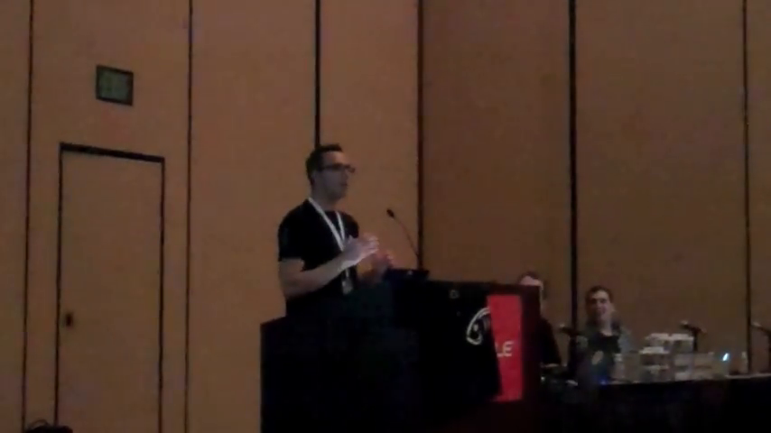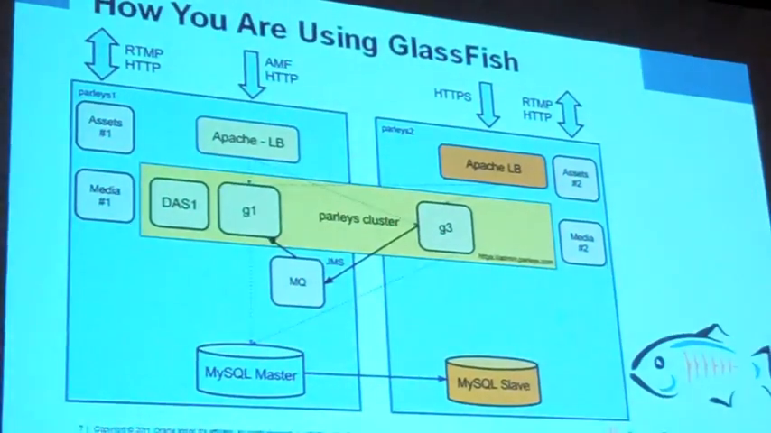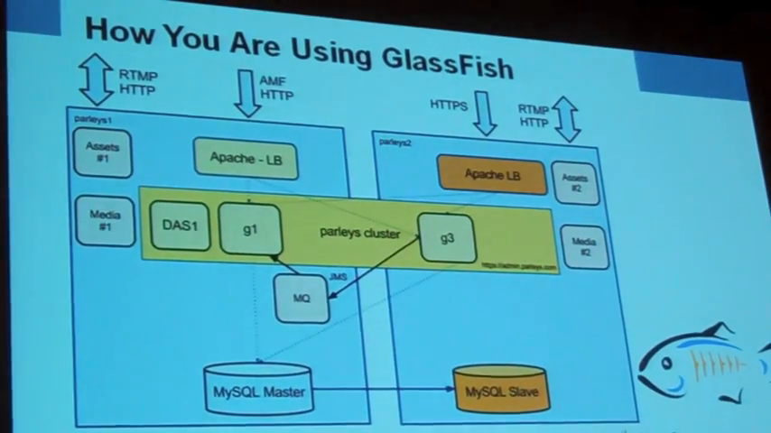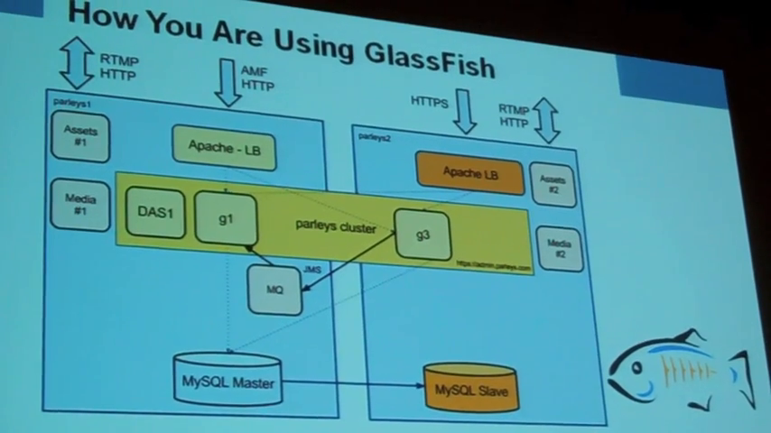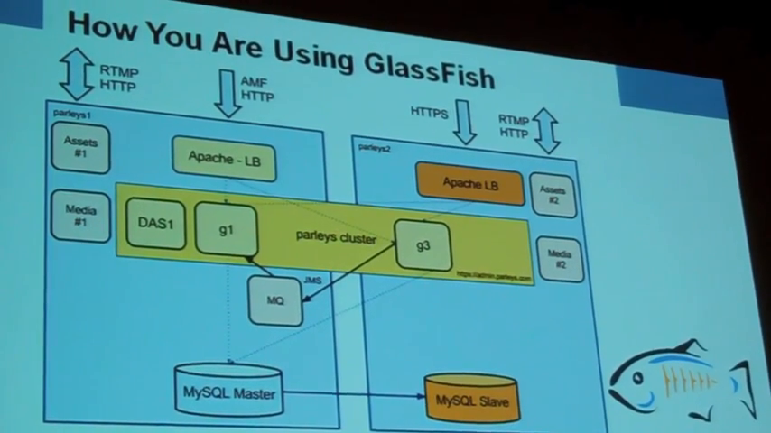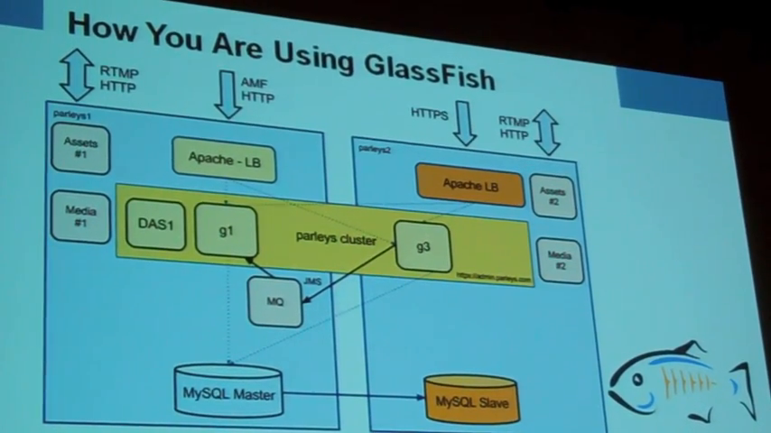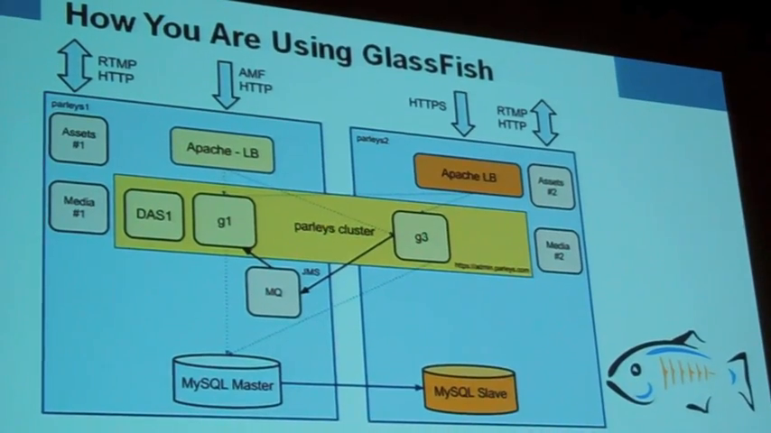So that's good. The reason why I'm here is that we were running Parleys on one Tomcat instance, and that was becoming a bit of a bottleneck. I mean, if it crashed or we had to do a new update, we had a problem. So we recently decided to migrate to GlassFish and use the clustering setup. And this is what you see on this slide.